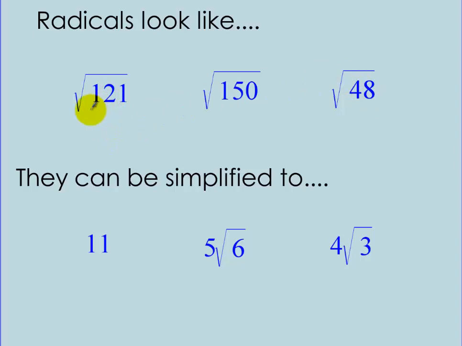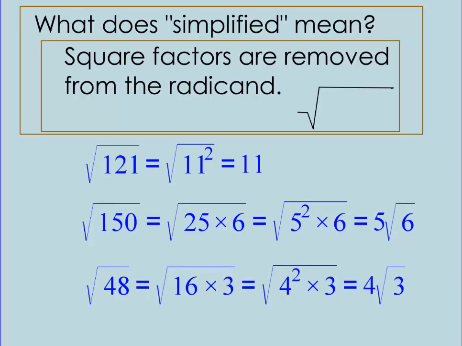We can simplify radicals like square root of 121 to 11, or square root of 150 to 5 radical 6, or square root of 48 to 4 radical 3. But how do we do that? Well, first, what does simplified mean? Simplified means that the square factors are removed from the radicand. The radicand is the thing inside, so the square factors get moved to the outside.